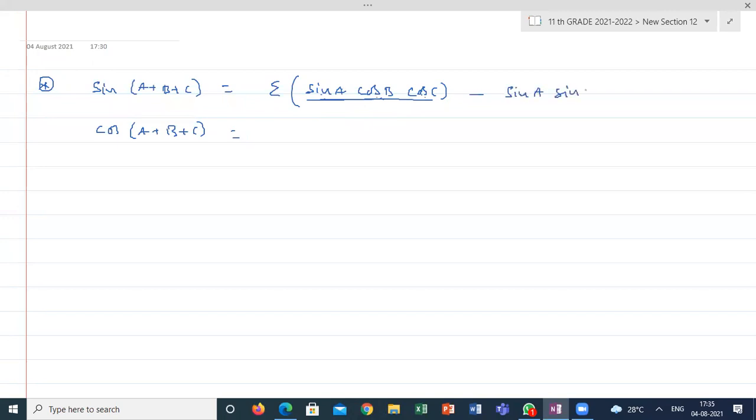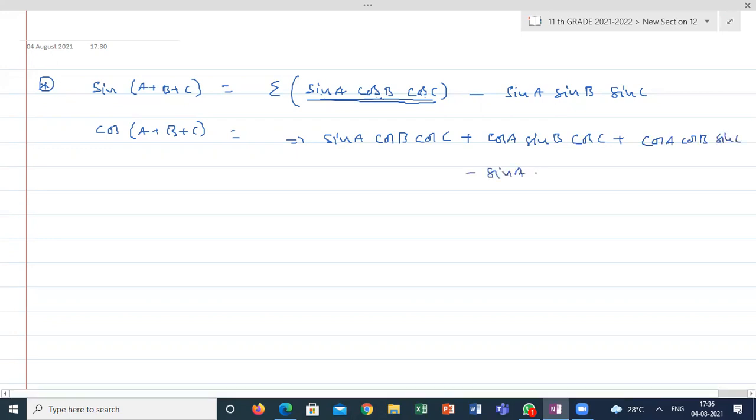Why am I using this symbol here? It is a cyclic symbol. This is not a summation along with cycle symbol. If I am expanding, I will get my answer like this: sin A cos B cos C plus cos A sin B cos C plus cos A cos B sin C minus sin A sin B sin C. This whole expression replaced with a single symbol is called sigma. Summation of three cyclic angles.